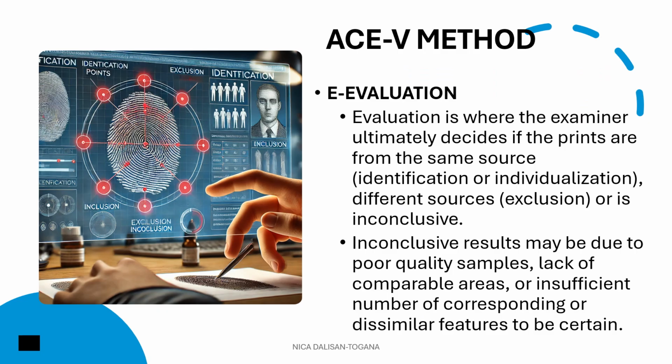Evaluation refers to the stage in fingerprint analysis where the examiner makes a conclusive judgment about whether the prints being compared come from the same source, are from different sources, or if the comparison is inconclusive. Identification means that the examiner determines that the prints belong to the same individual based on sufficient matching features, minutiae points, ridge patterns, etc. This conclusion is reached when the examiner is confident that the prints are identical in structure and characteristics, leading to an identification of the individual.